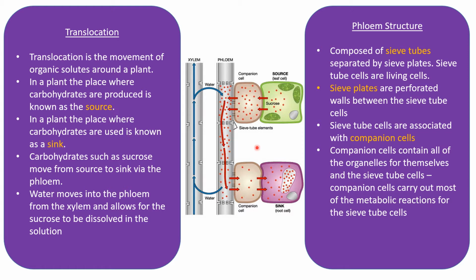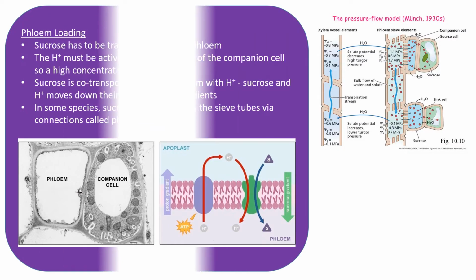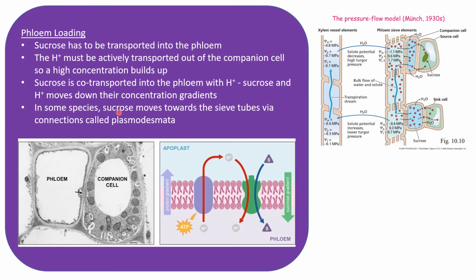Now, these cells contain the majority of organelles that are needed for both the companion cell and the sieve tube cells. So the companion cells do all of the metabolic work for themselves and the sieve tube cells. So the sieve tube cells just need to concentrate on moving these organic solutes around the plant. This is a really nice picture of the phloem cell and a companion cell. You can see all of the organelles within the companion cell, and the phloem doesn't have any of those organelles.